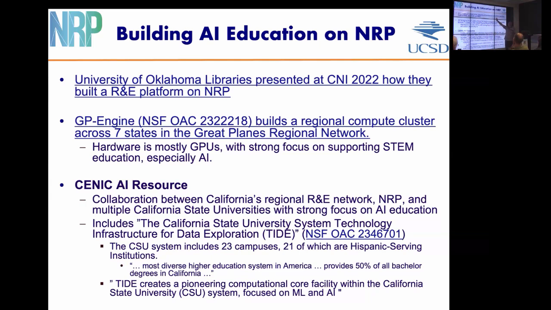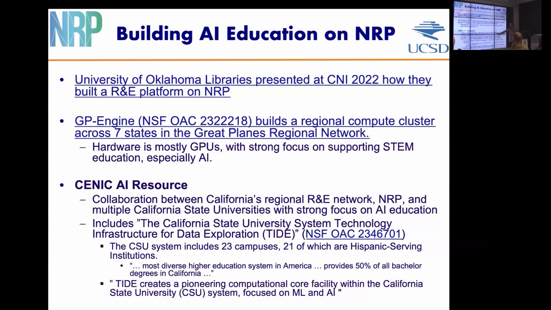If somebody else does something using what you've created, you weren't even thinking about it, and voila, success. Another one is the Great Plains Networking Organization, a regional network in the US that covers the Great Plains, basically the Midwest. They ganged together with institutions across seven states, wrote an NSF proposal, got that funded, and are now deploying mostly GPUs with a strong focus on supporting STEM education, especially AI. I'll talk about that in a little bit.